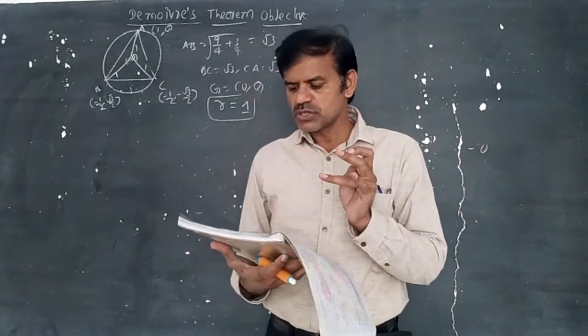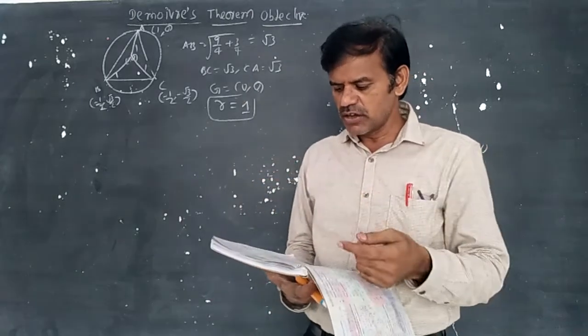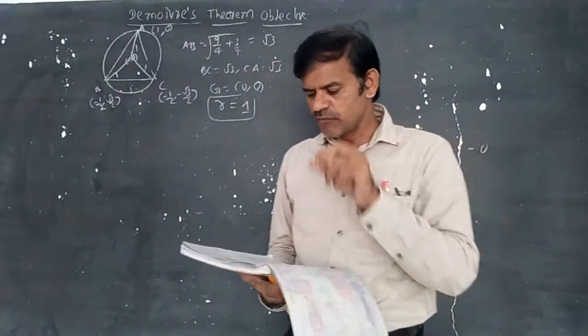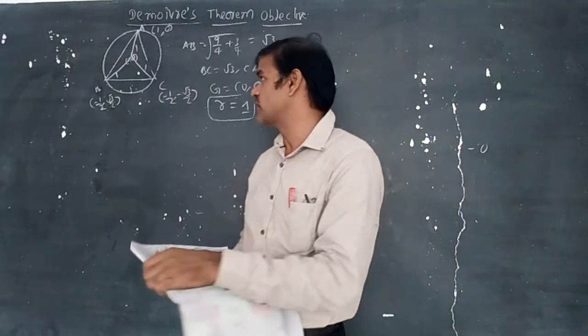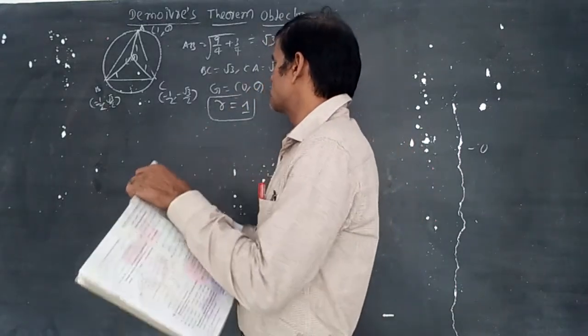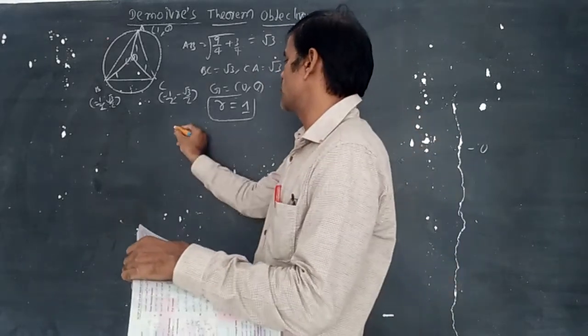Next one. The nth roots of unity lie on the unit circle at center origin and are equally spaced at the center of the circle with angular distance 2 pi by n radians. Now what is the value of r? r is equal to 1 here. 2 pi by n radians. Now put n is equal to 2.